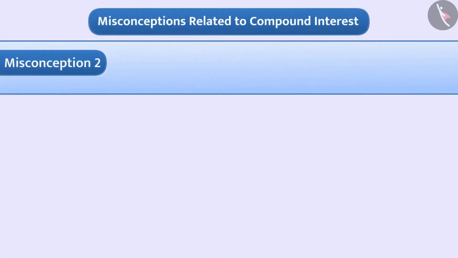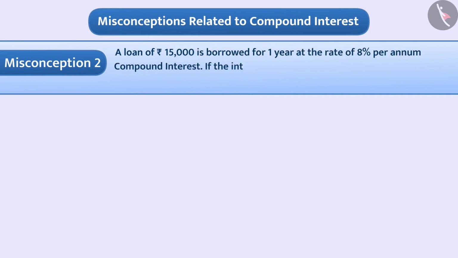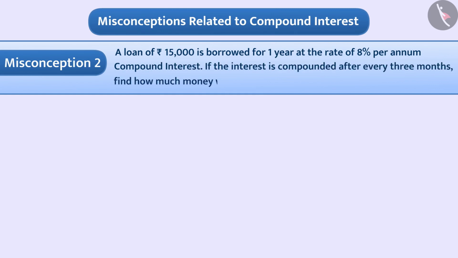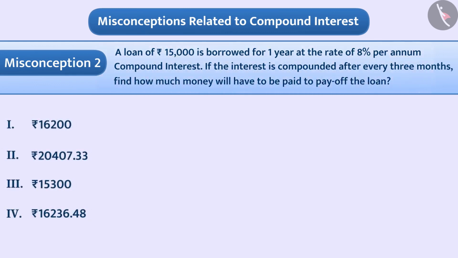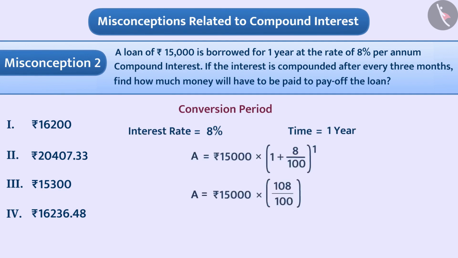Misconception 2. A loan of rupees 15,000 is borrowed for 1 year at the rate of 8% per annum compound interest. If the interest is compounded every 3 months, find how much money will have to be paid to pay off the loan. While solving such questions, some children do not pay attention to the conversion period. They take the interest rate 8% and time 1 year and solve the question, from which they get the answer of rupees 16,200. So they select option 1, which is a wrong answer.